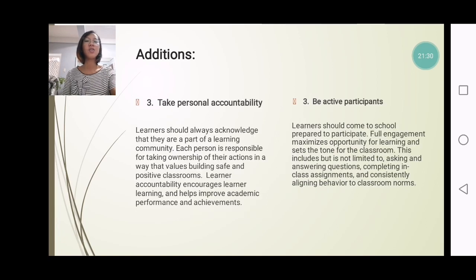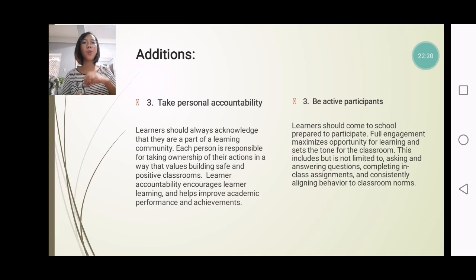So another would be, you take personal accountability. Learners, of course, should always acknowledge that they are a part of a learning community. Each person is responsible for taking ownership of their actions in a way that values building safe and positive classrooms. So you should not be that delinquent one. Otherwise, the classroom would be disrupted or interrupted. You have to be a participant in the classroom whose intention is to build harmonious relationships with others. And that starts with the self.